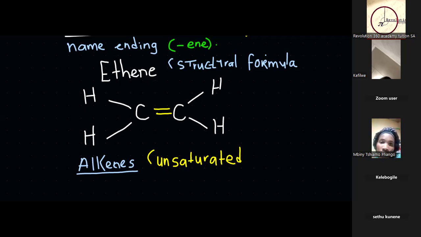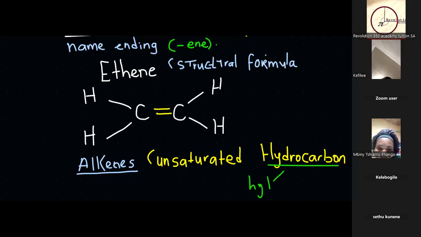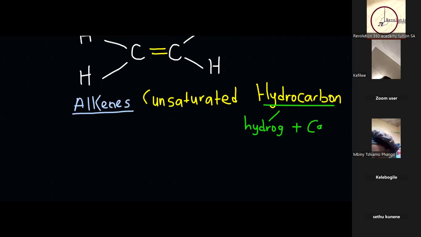So to those who don't know, when we speak about a hydrocarbon, these are compounds or molecules that contain what? That contain hydrogen as well as what? As carbon atoms. So that's what we mean when we speak about the hydrocarbon. So alkenes, we regard them as unsaturated hydrocarbon.